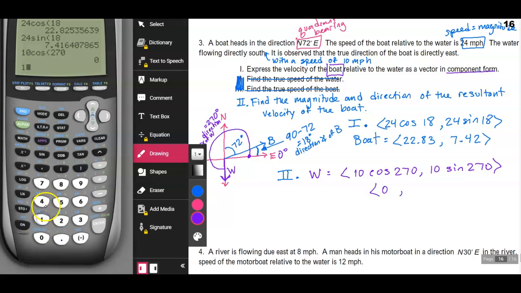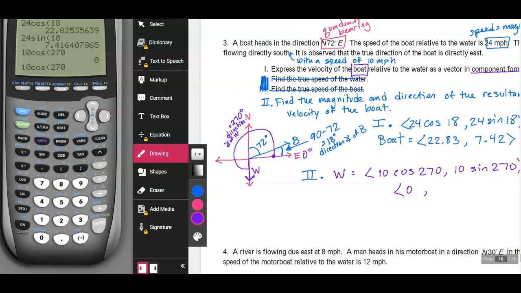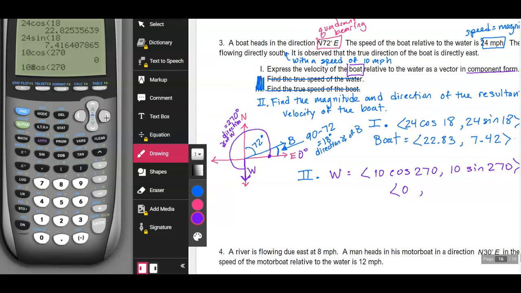And then 10. Before I hit and change this, knowing that the x value of w is 0, can anyone take a guess at what the y value is going to be?